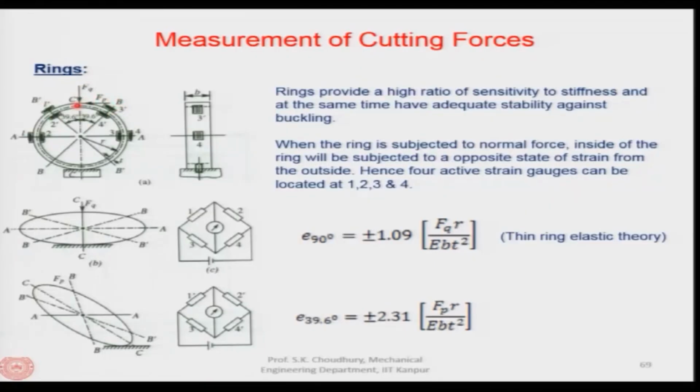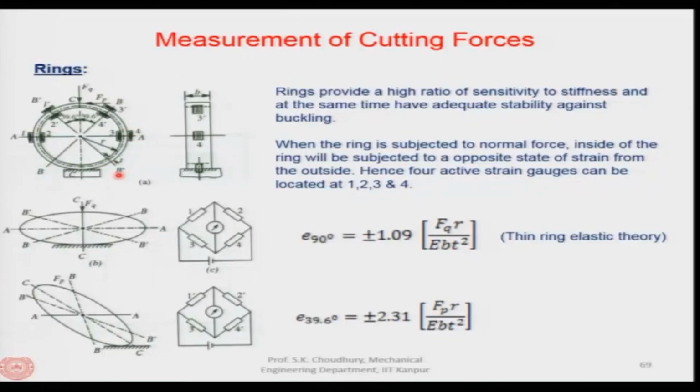Now, for example, under the load of the action of the F q, the deformation of the ring will be like this, and under the action of the F p, the deformation of the ring will be like this. So, as you can see, these axes, that is C C, B A, B B and B prime, B prime, are actually getting deformed.